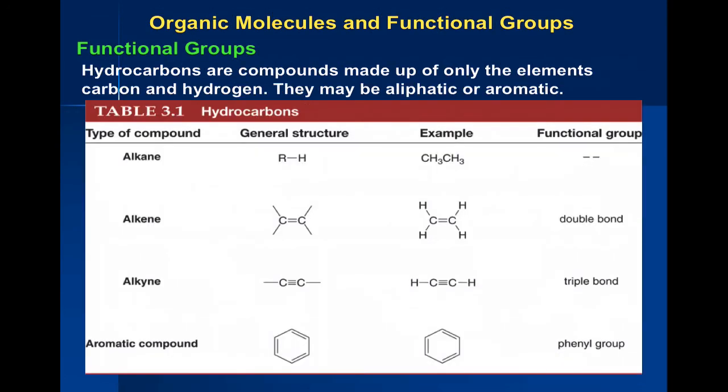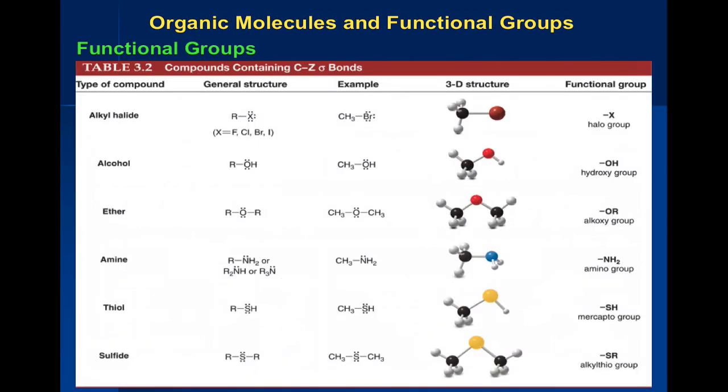I've got some tables of functional groups for you. This is a great place to get started. Alkanes, no functional group. Alkenes, the double bond is the functional group. Alkynes, the triple bond is the functional group. Aromatic rings, like this, we call those phenyl groups. Okay? Those are the functional groups. They have different kinds of chemistry.